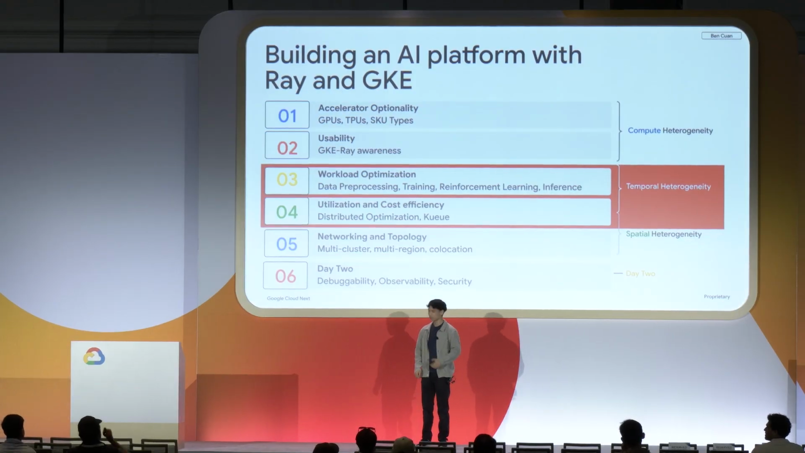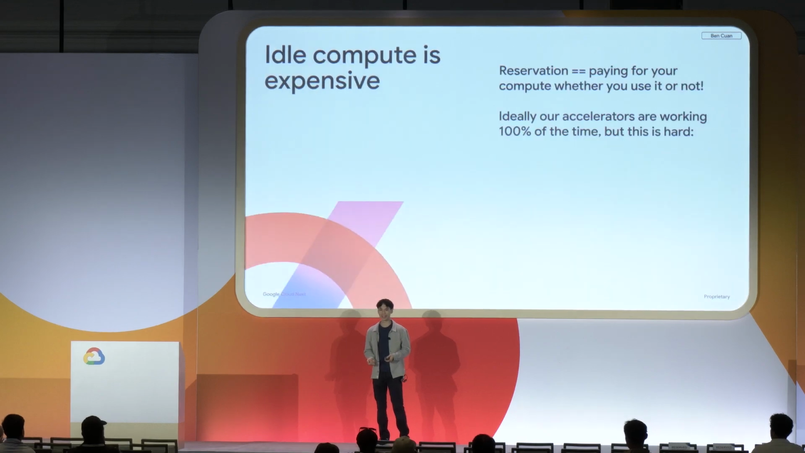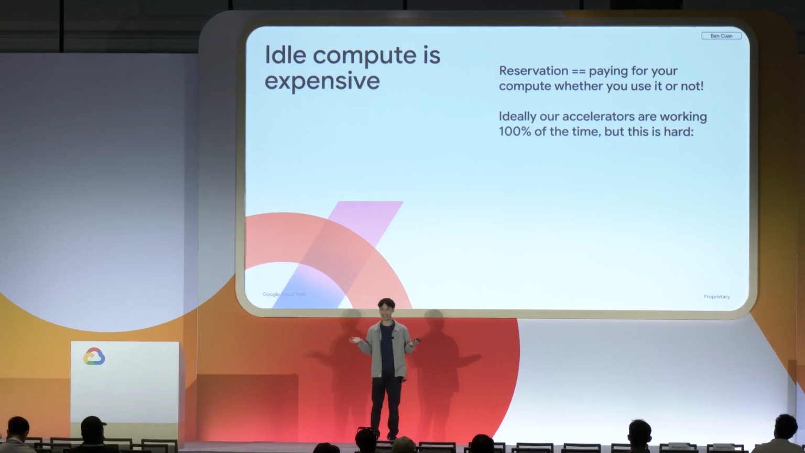Awesome. Hope you all enjoyed learning a little bit about our problems with compute heterogeneity and some of the solutions. So let's switch gears and talk about the next section, which is temporal heterogeneity, which is variance across time. And the crux of this problem is just that idle compute is expensive, right? We have a reservation, and that means that whether or not we're actually using our allocation for running useful workloads, we're still paying for it. So ideally, our accelerators are working 100% of the time, but this is hard for a few reasons.